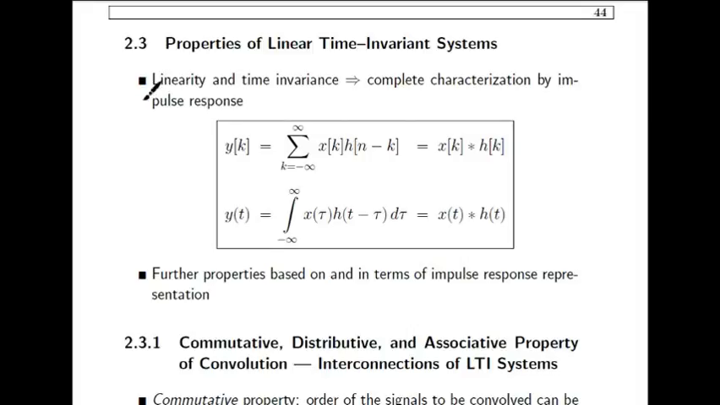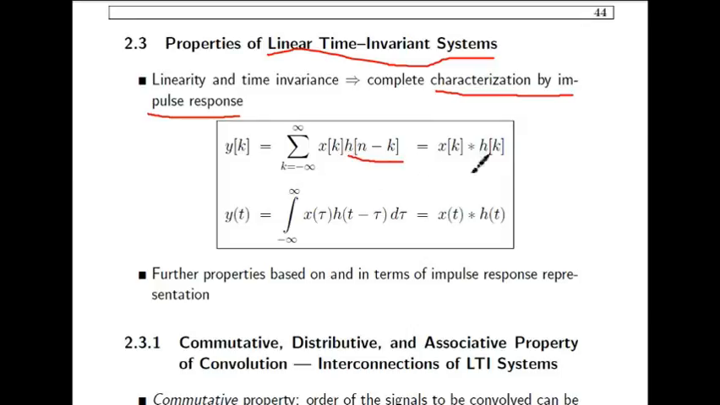Linearity and time invariance properties are already there because we are working with linear time invariant systems, which means the system will be linear and time invariant. They are completely characterized by the impulse response. The impulse response is represented by h. This function is the impulse response.